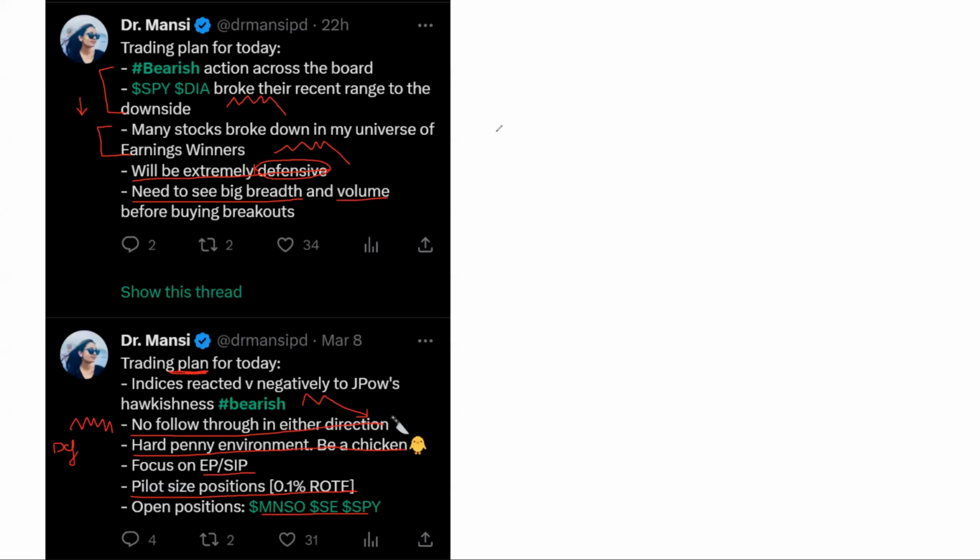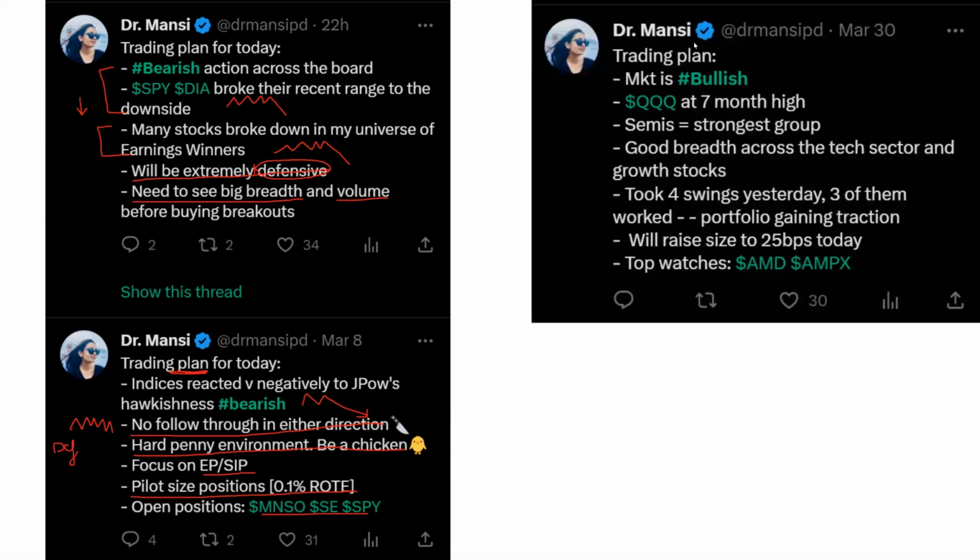Now let's take a look at what the flip side would look like. If I'm aggressive on a particular day or coming in with an offensive plan, what does that look like? So in this case, I say market plan. Market is bullish. Why do I say that? I was looking at the indices. The triple Qs were at a 7-month high. So that clearly means they were in an uptrend, and that made me bullish.